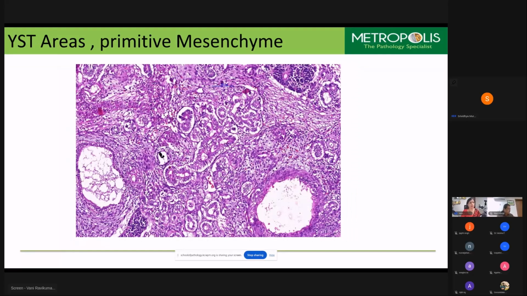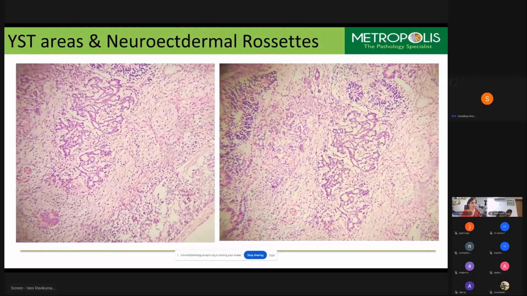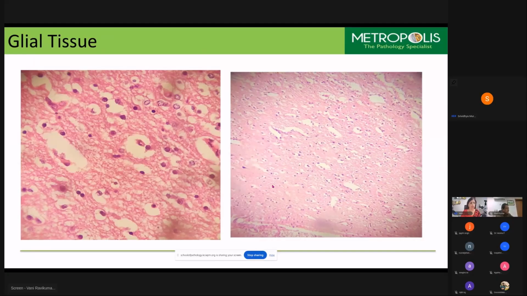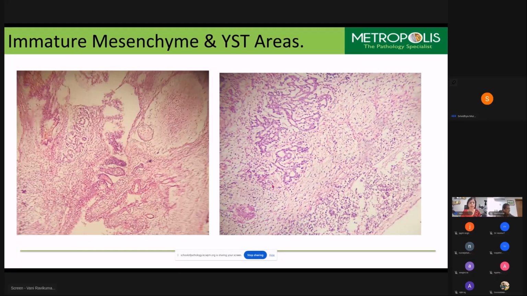There were some areas where primitive mesenchyme was seen, some kind of tubules were seen, some yolk sac tumor-like areas were seen. Yolk sac tumor, how do we describe? It's a very loose, reticulated network, very loose it is. That kind of yolk sac tumor-like area was also seen. Mature glial tissue was seen here. See, very typical mature glia, almost resembling the adult glia. And immature mesenchyme, the yolk sac tumor-like areas.